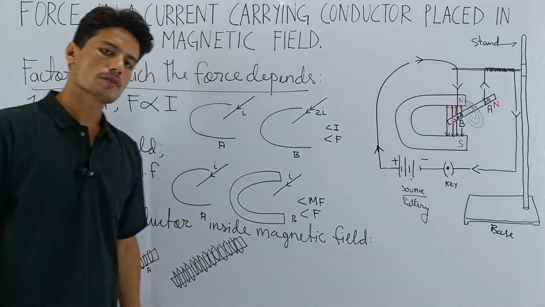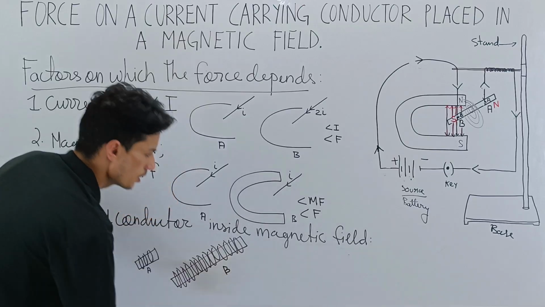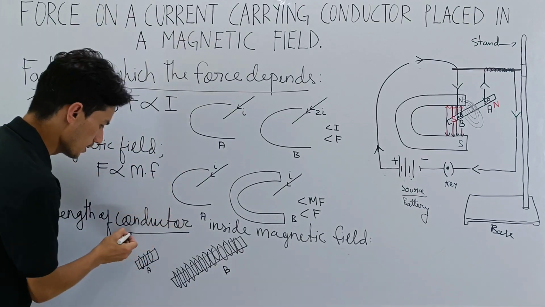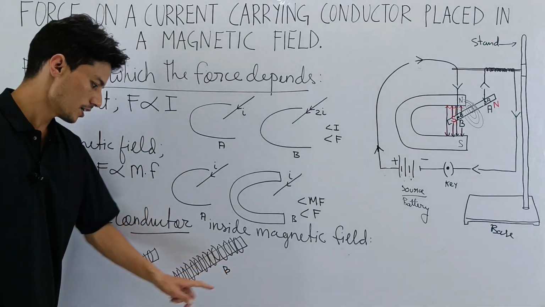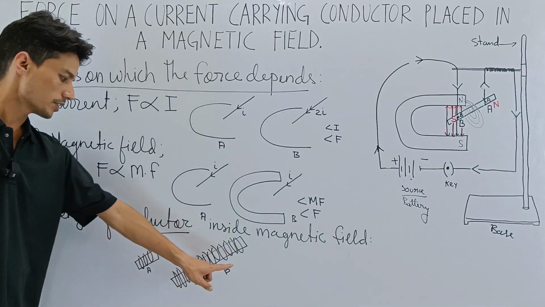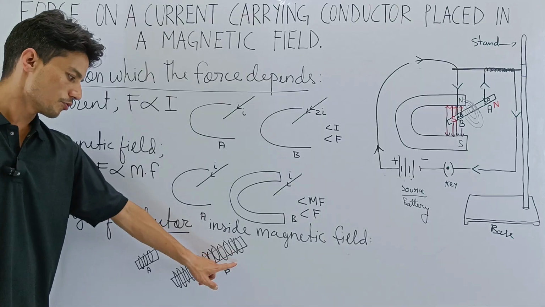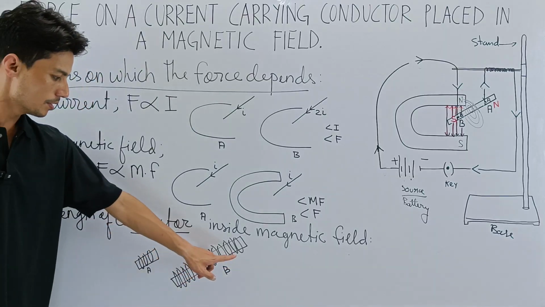As you can see, I am drawing many concentric circles. Each concentric circle represents the magnetic field. So this is conductor B, and this is conductor A. Which conductor, A or B, has more area under magnetic field? Conductor B has got more area under magnetic field. That means the force acting on this conductor will be more.